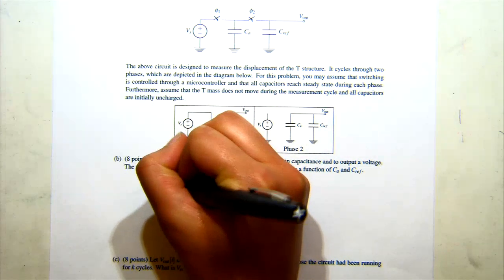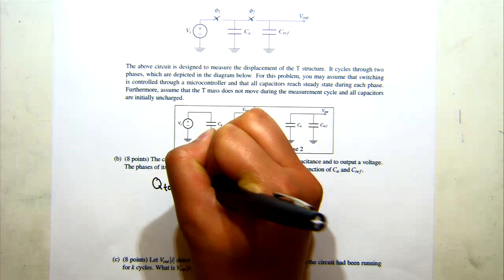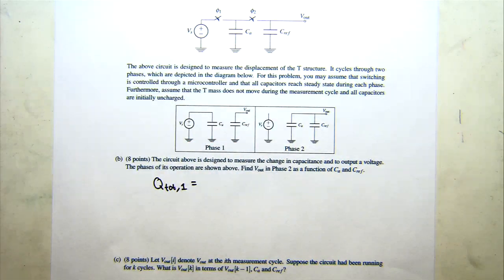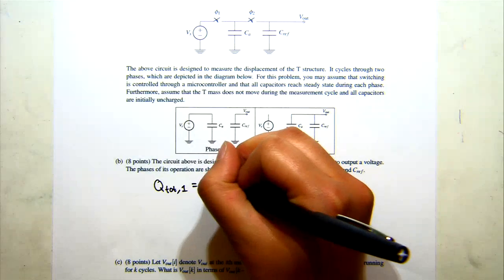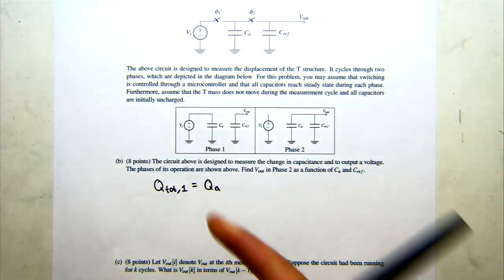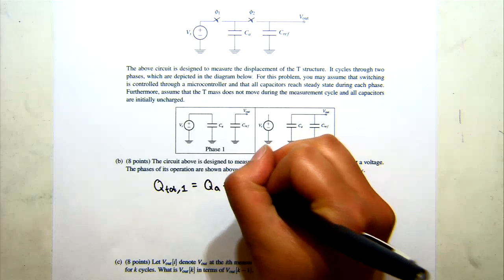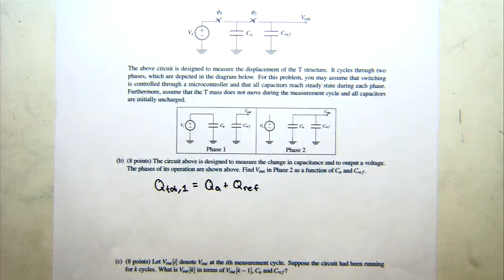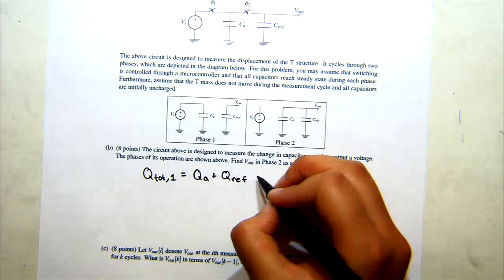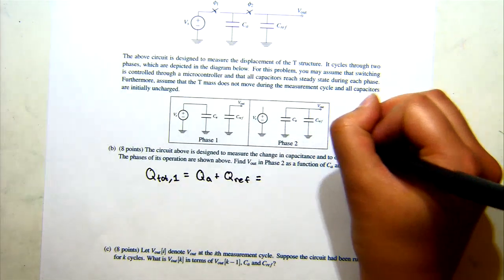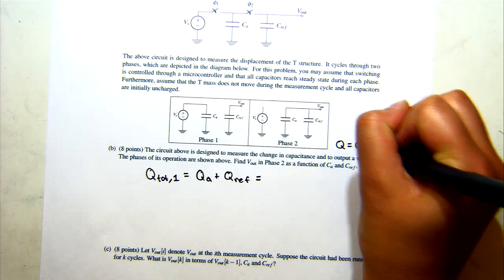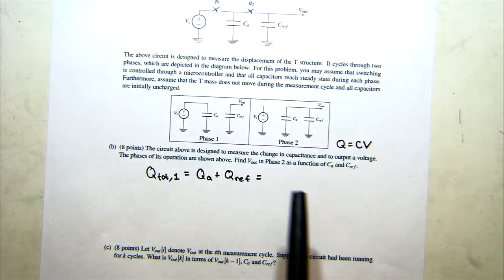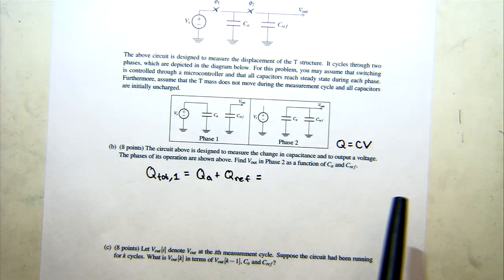So we can start by saying, what is the total charge in phase 1? So Q total in phase 1. Well, we know that's just going to be the amount of charge on each of the individual capacitors. So I can just say QA for the charge on capacitor A plus Qref for the amount of charge on capacitor Cref. Now, remember from before, Q equals CV.